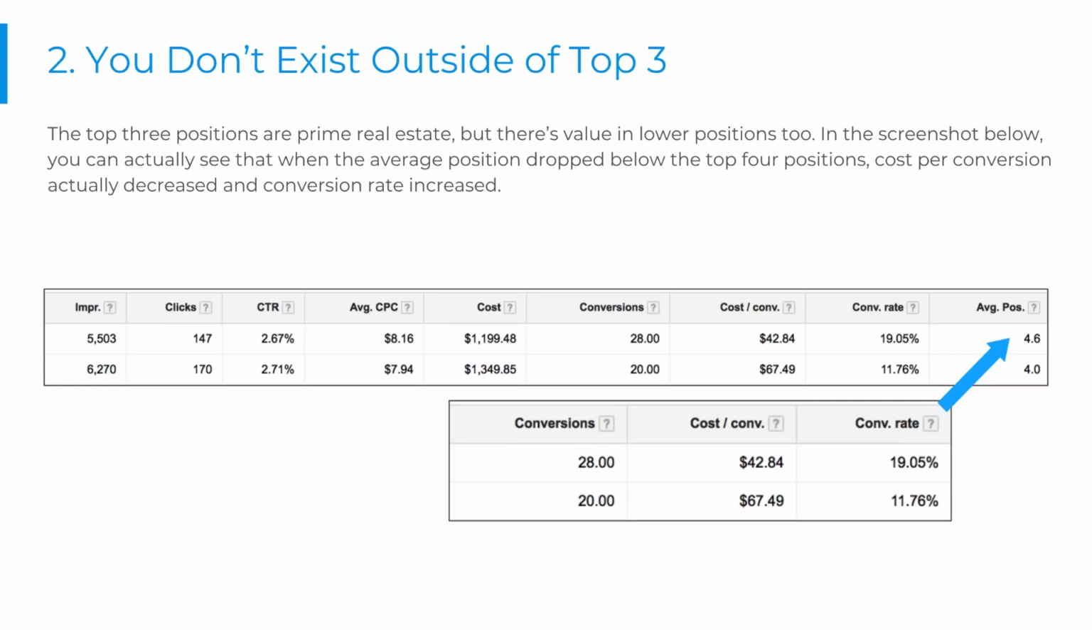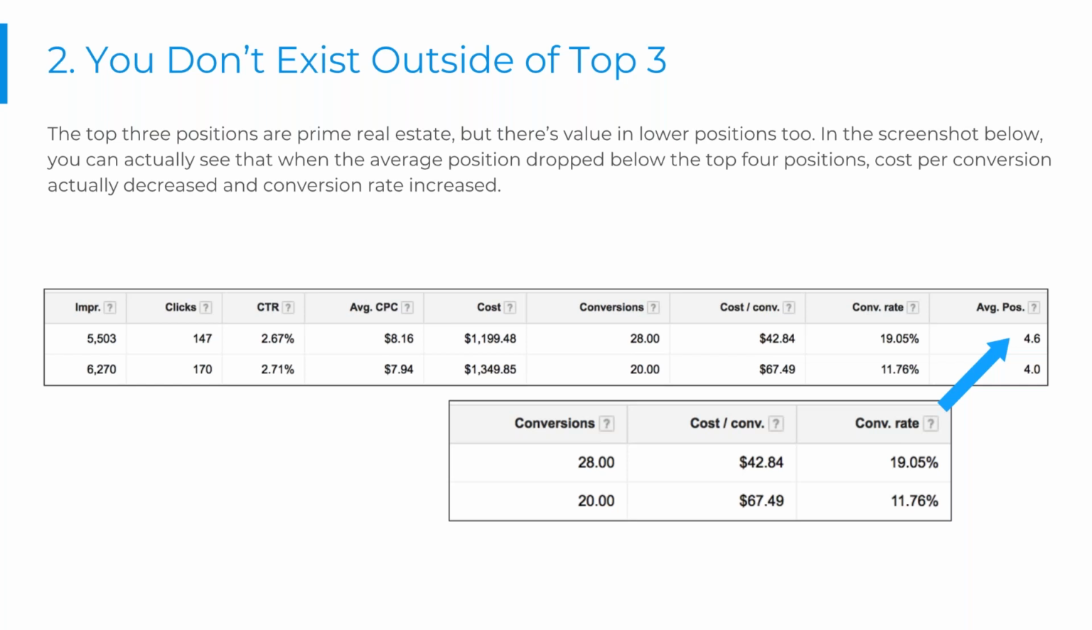The second misconception, you don't exist outside of the top three. There are benefits to being in the top positions. For one, you appear before the organic listings and above the page fold, meaning you'll definitely have more eyes on your ad. Two, the likelihood of your ad extensions appearing with your ad is greatly increased. And three, your ad can appear longer and probably won't be as truncated.